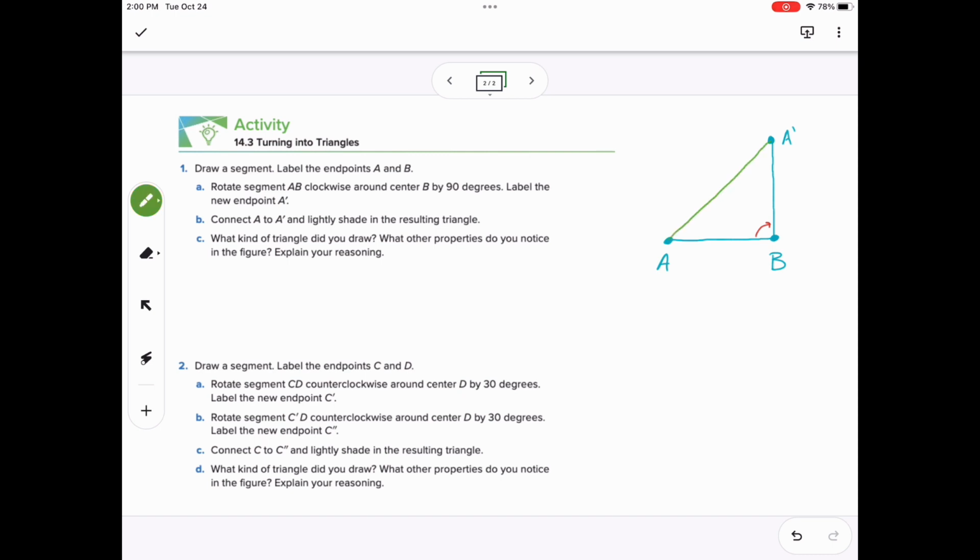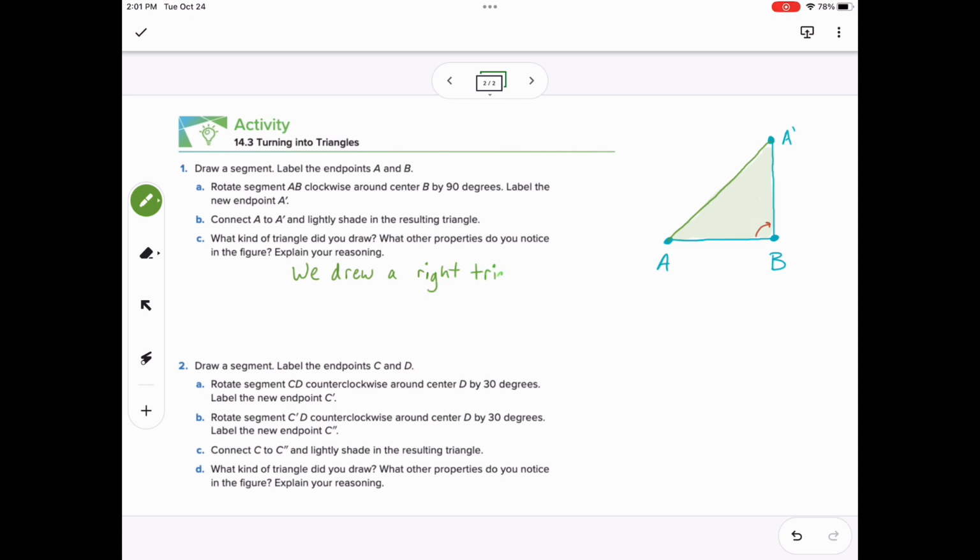And here they want us to figure out what kind of triangle we just made. So take a moment and think about that. If you think about it being a 90-degree angle that we drew there, that would make it a right triangle. A right triangle is when we have a triangle that has a 90-degree angle inside of it, like a right angle.